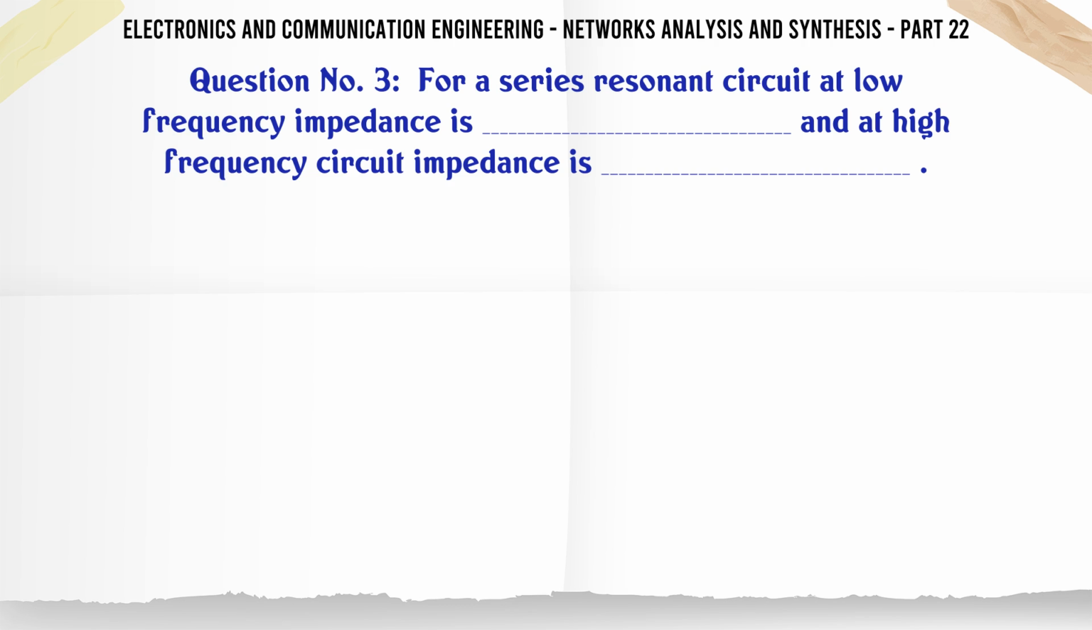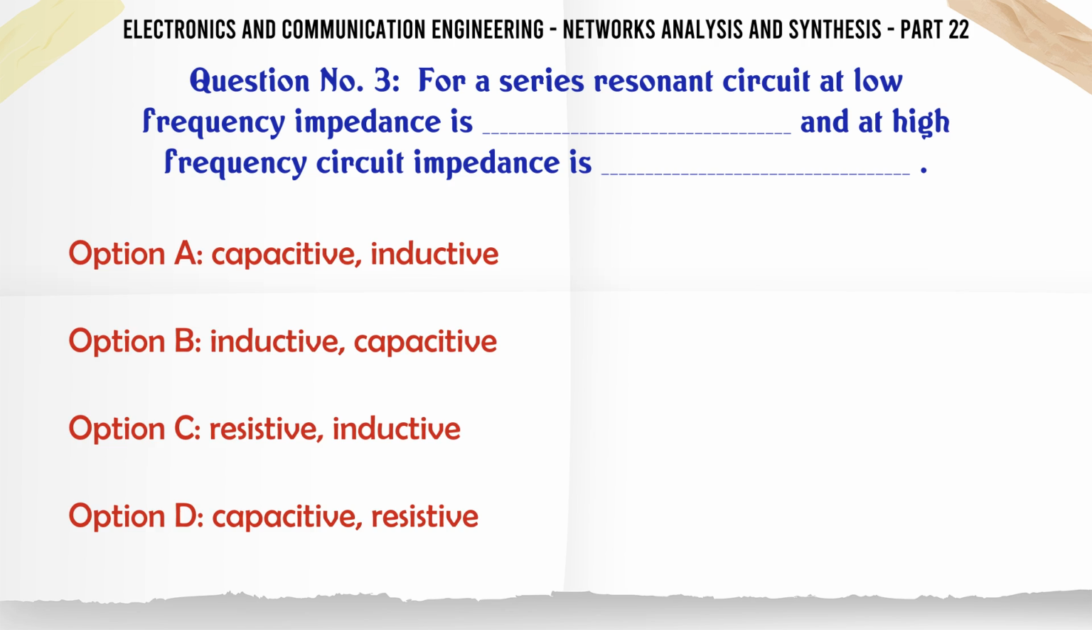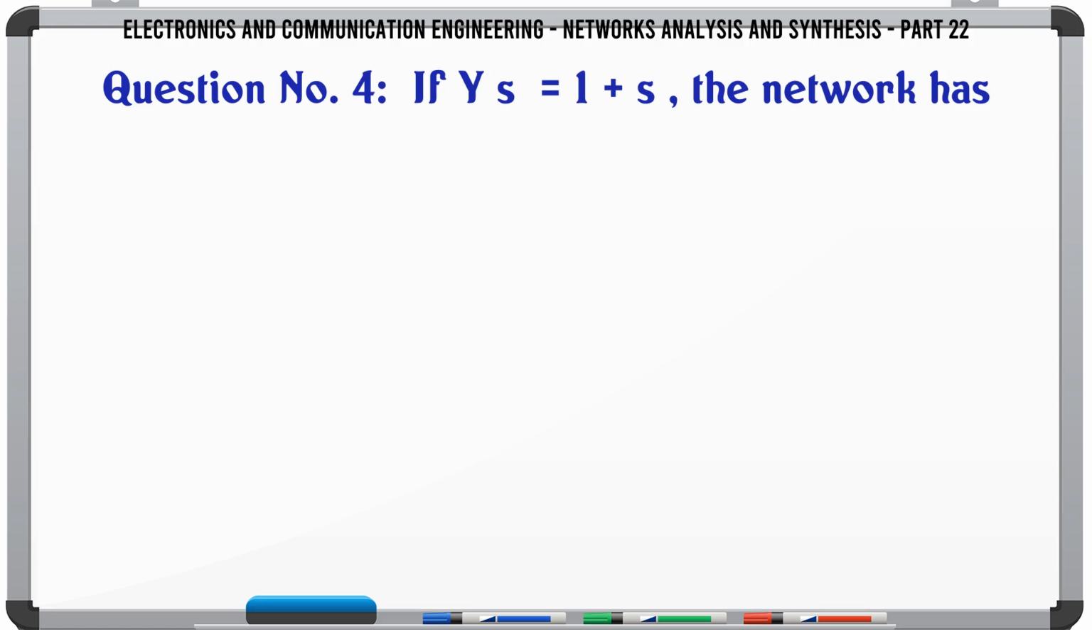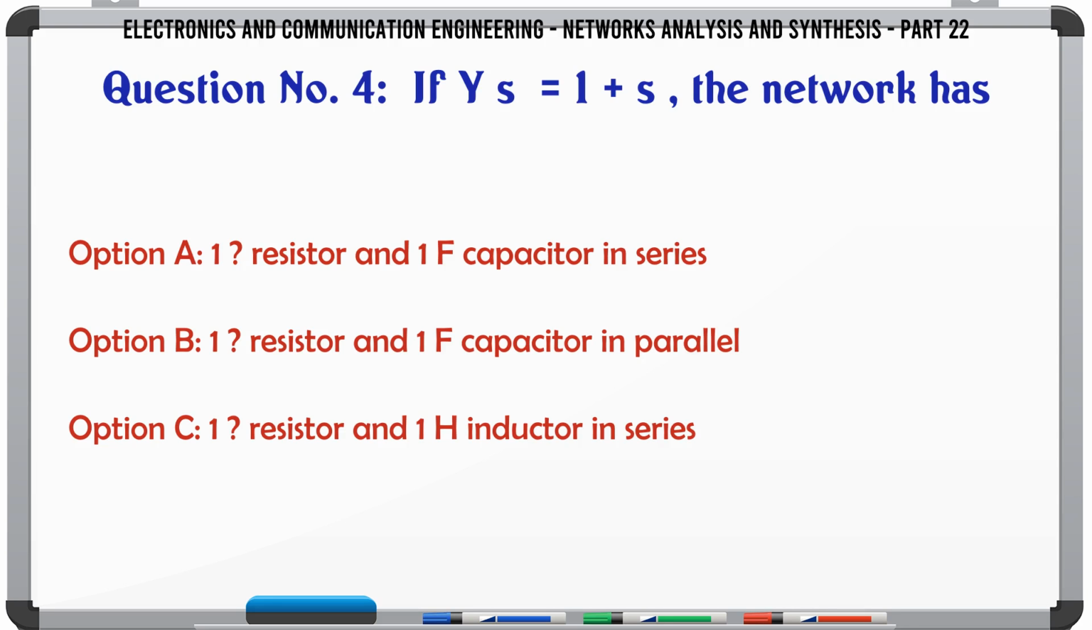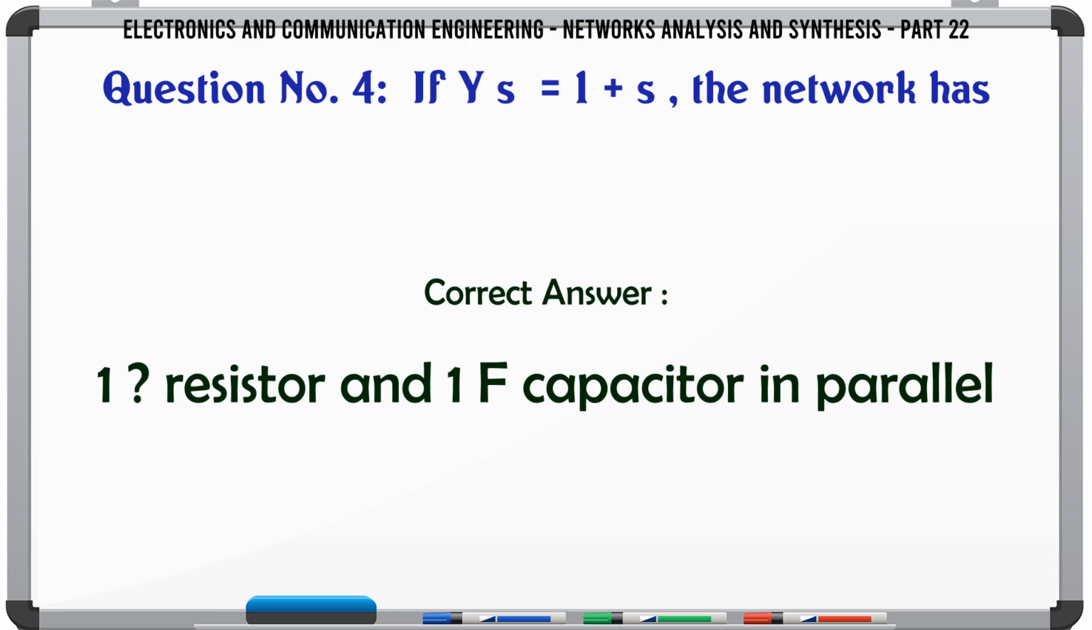For a series resonant circuit at low frequency impedance is and at high frequency circuit impedance is: A. capacitive, inductive, B. inductive, capacitive, C. resistive, inductive, D. capacitive, resistive. The correct answer is capacitive, inductive. If Y(s) = 1 + s, the network has A. 1 resistor and 1 farad capacitor in series, B. 1 resistor and 1 farad capacitor in parallel, C. 1 resistor and 1 H inductor in series, D. 1 resistor and 1 H inductor in parallel. The correct answer is 1 resistor and 1 farad capacitor in parallel.